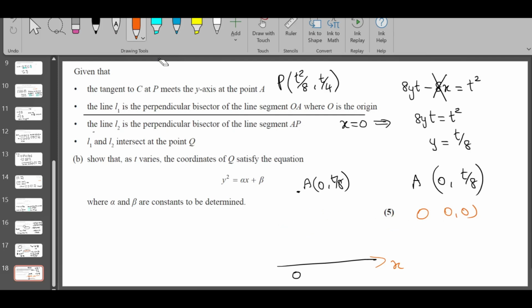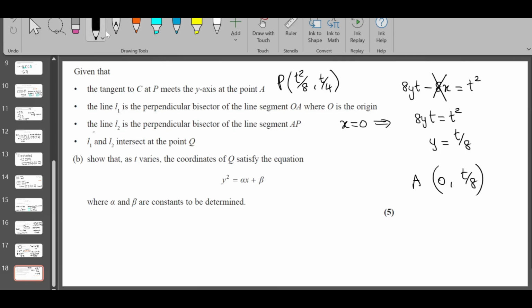So you don't need to show any of this working. You can straight away write L1 is y is equal to t over 16. We got the equation of L1.